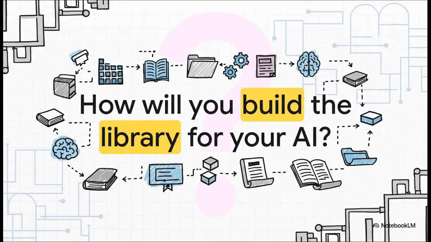So, as we wrap this up, if there's one thing to remember, it's this: your AI is only as smart as its library. Every single choice you make, from your chunking strategy all the way to which vector store you pick, is a critical piece of the architecture. So the only real question left is, how are you going to build yours?